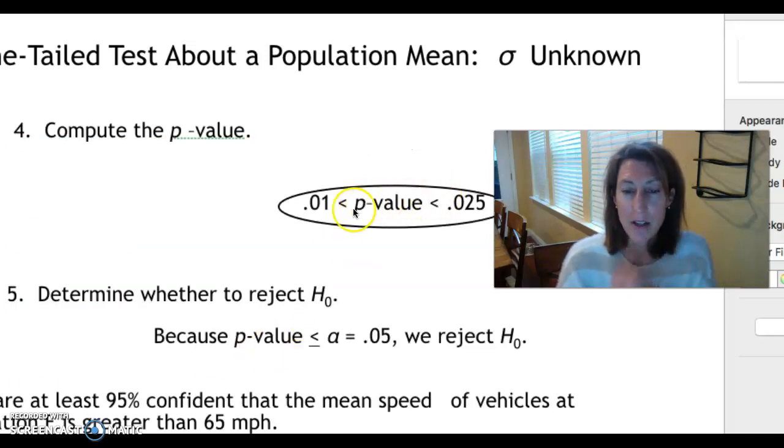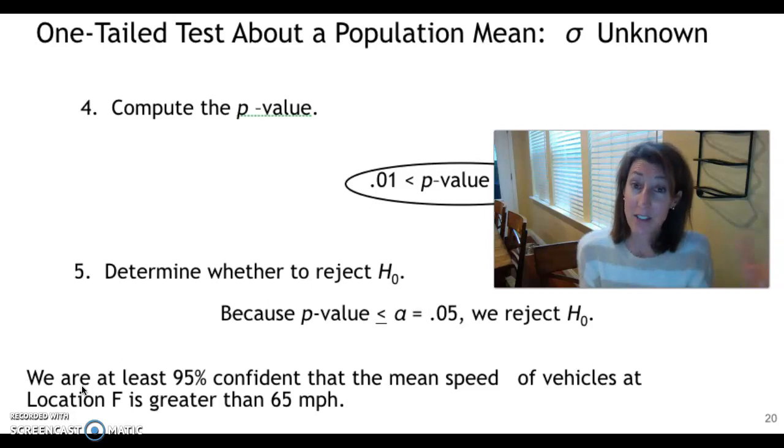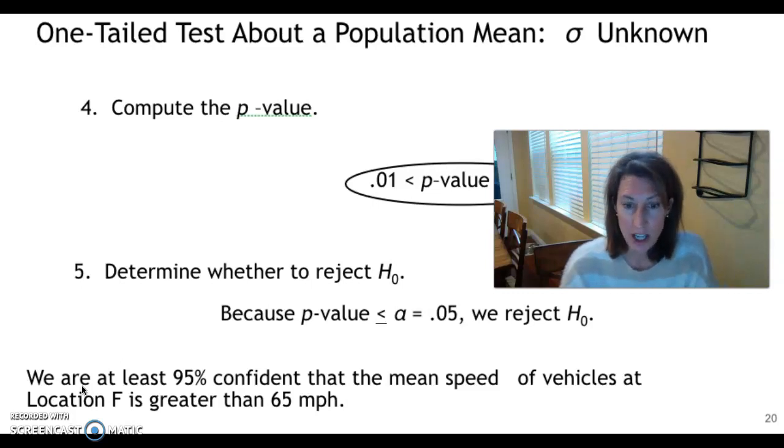It pops out a p-value. You'll see what comes out of your calculator, but no matter what, it's less than our alpha of 0.05. So what do we do, guys? We reject this null. So we can say it in a different way. Knowing that the significance level is 0.05, we can go back to that idea of confidence, and we can say that we're at least 95% confident that the mean speed of vehicles at location F is actually greater. We are rejecting the null. You could say it as rejecting the null, or say it this way.